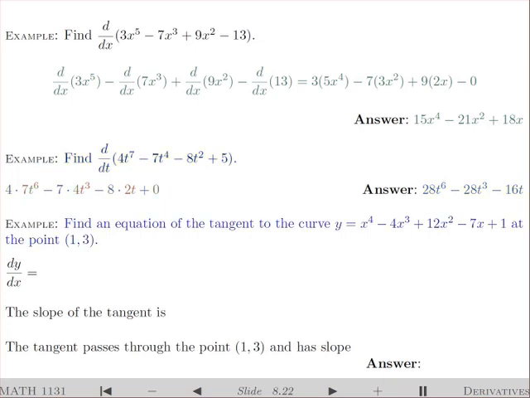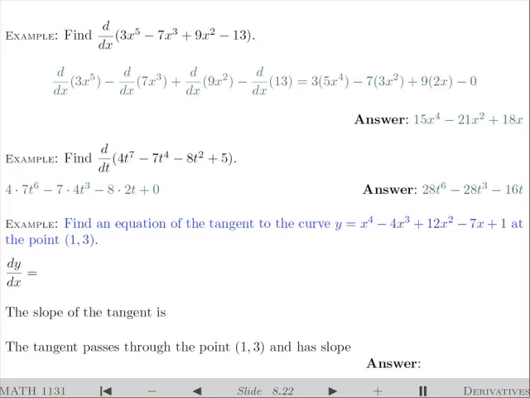So this also means that now I can find equations of tangent lines to graphs of polynomials, because the slope of the tangent is just the value of the derivative. And if I have an expression for the derivative, all I have to do is evaluate it to find the slope. As an illustration, I'm going to find the equation of the tangent line to the graph of y equals x^4 minus 4x^3 plus 12x^2 minus 7x plus 1 at the point (1, 3). We'll start by finding the derivative of the function.